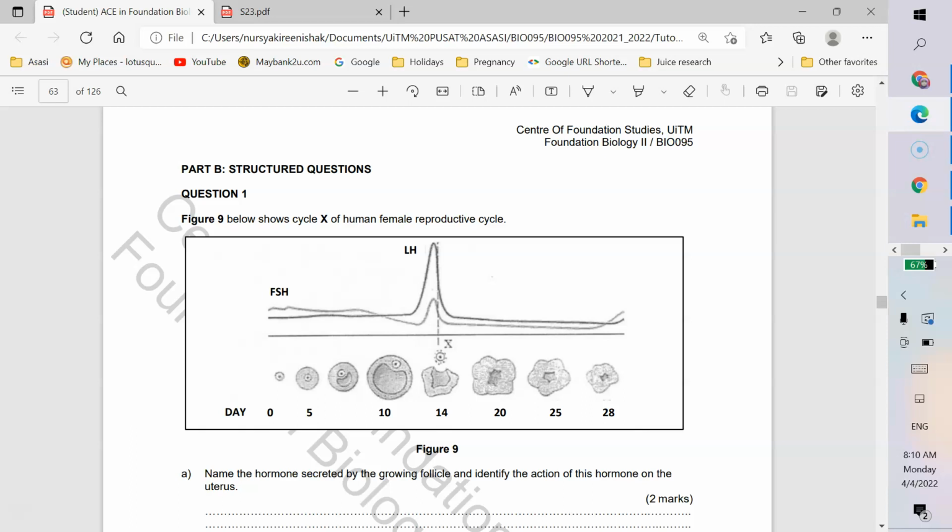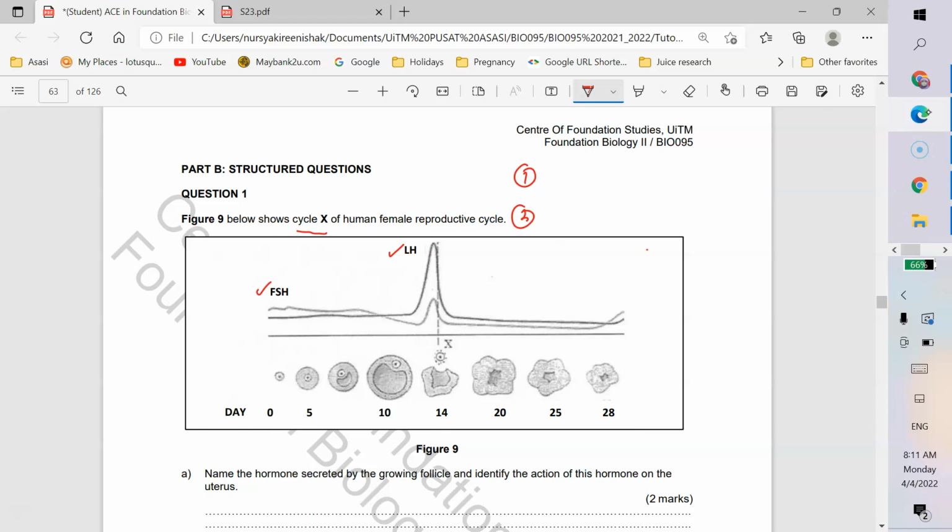Alright, so I'm going to read the opening question. Question number 1. It shows you figure 9 that shows cycle X of the human female reproductive system. For the female reproductive system, we have two cycles: the ovarian cycle, and then the second one is the uterine or menstrual cycle. The ovarian cycle is what happens in the ovary, which is influenced by two hormones, FSH and also LH. So basically cycle X is the ovarian cycle.